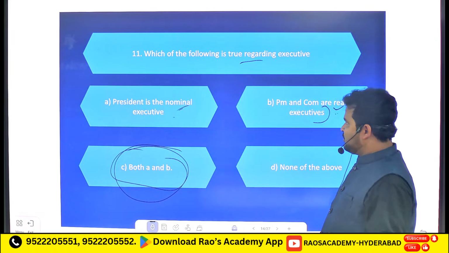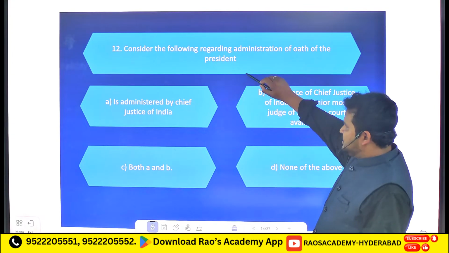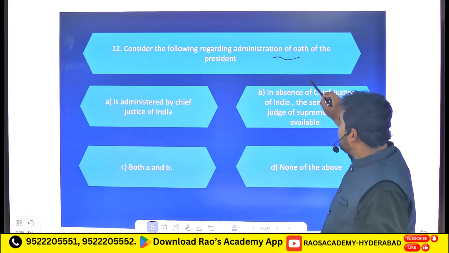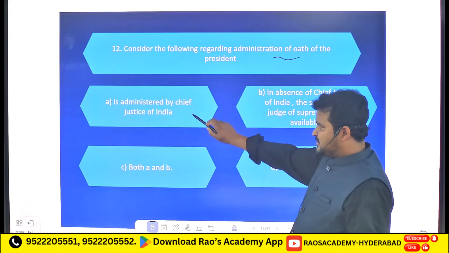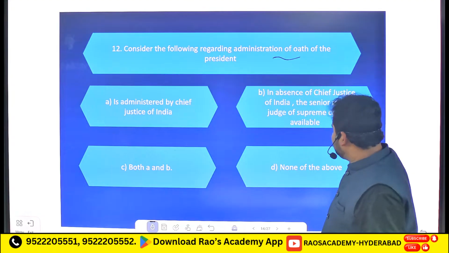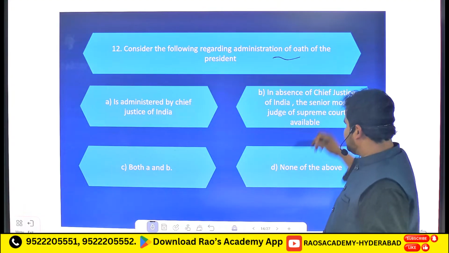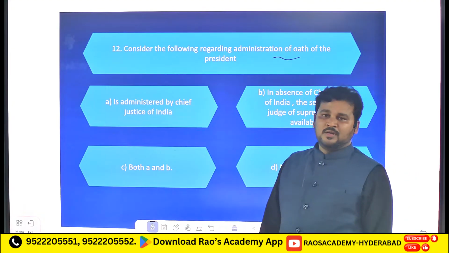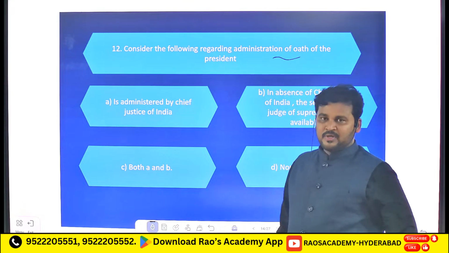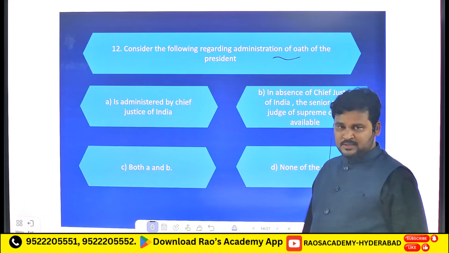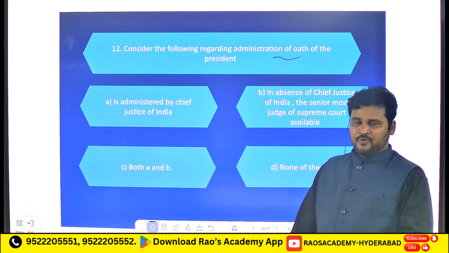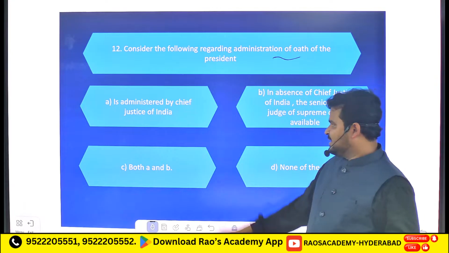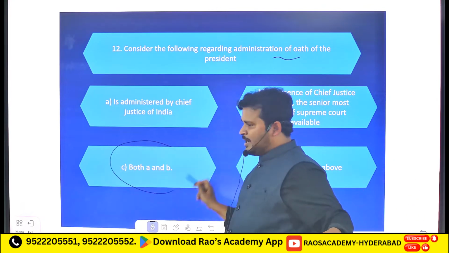Clear? And one more question, 12th. Consider the following regarding administration of oath of the President. A, it is administered by the Chief Justice of India. B, in absence of the Chief Justice of India, the senior-most judge of the Supreme Court available will administer the oath to the President of India. Clear? C, both A and B, and D, none of the above. We have to find the true statement. Clear? We can say that C, both A and B, are true.